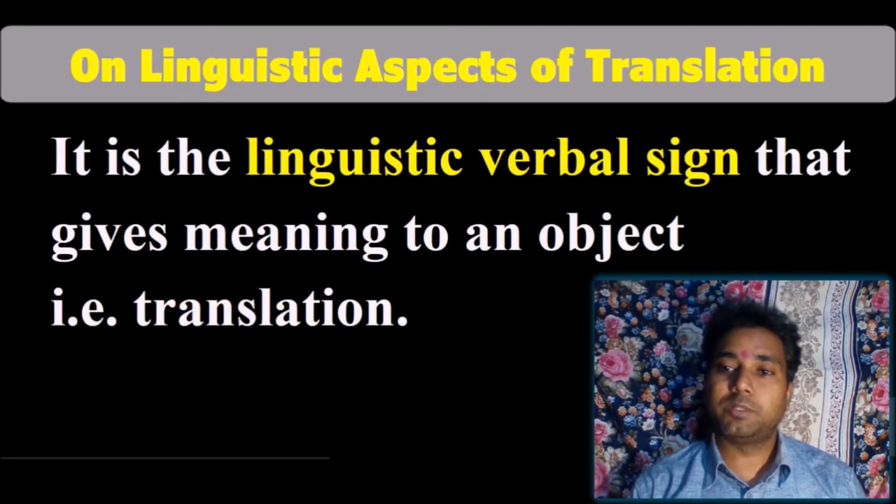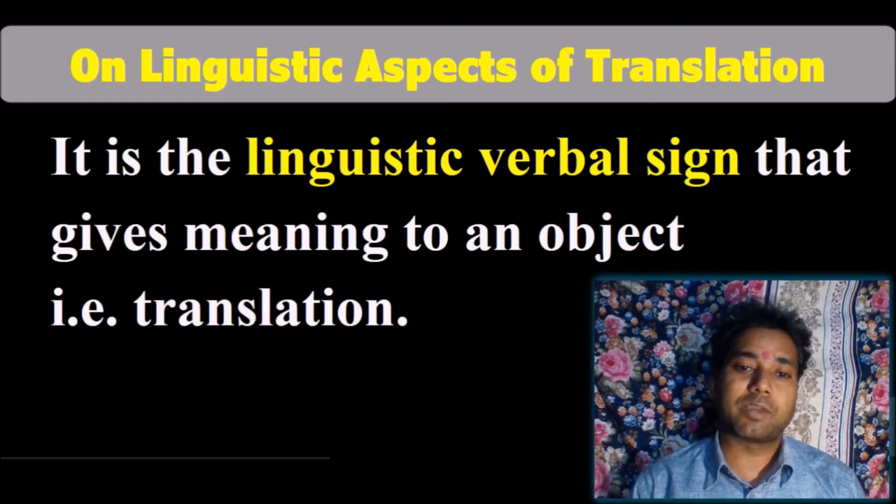So, linguistic verbal signs give each other meanings. They interplay with each other and interact with each other. They deploy meaning from several verbal signs and produce a new one. Translation is also a process of creating new meaning, according to Jakobson.